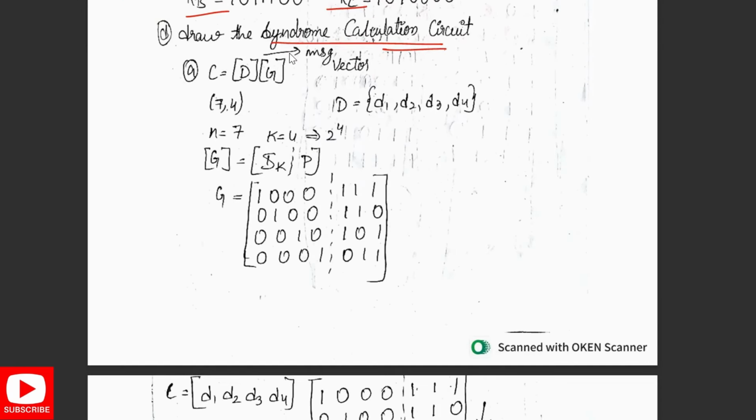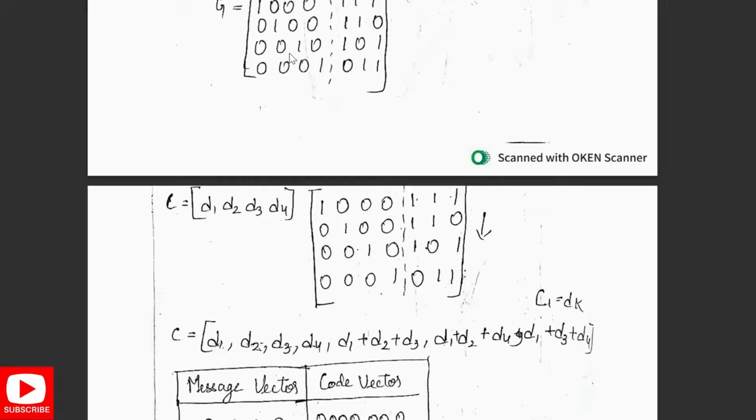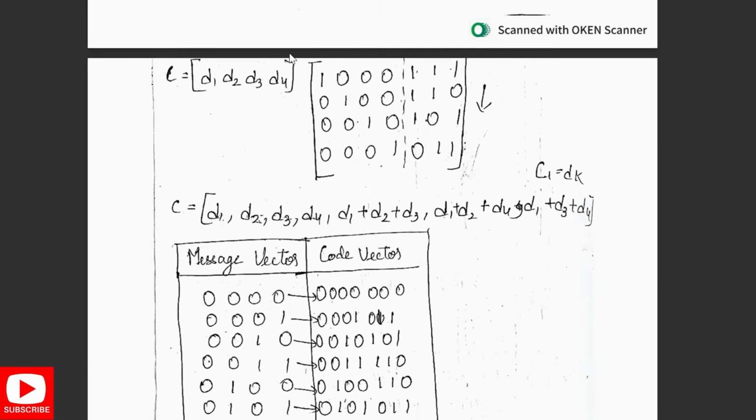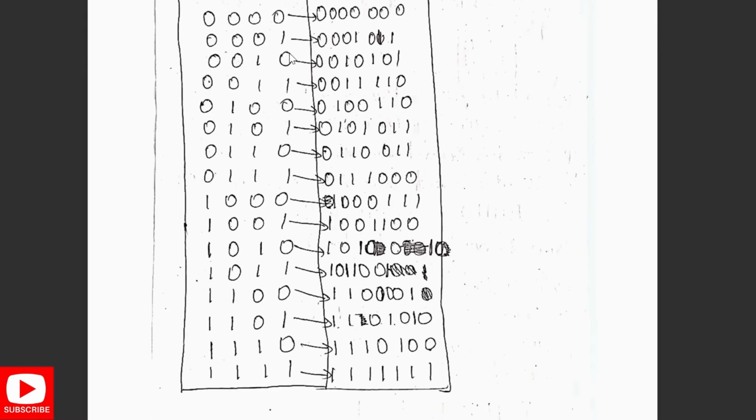So C is equal to what? Firstly, D into G. So we need G. For G, you need IK into P. So IK into the parity matrix. Substitute it, and you will get the C vector. And from that, you have to give all the D equations based on that. So here we have C1, C2, C3, C4, C5, C6, C7, and C8. So C till C8. Based on that, you have to write this table.